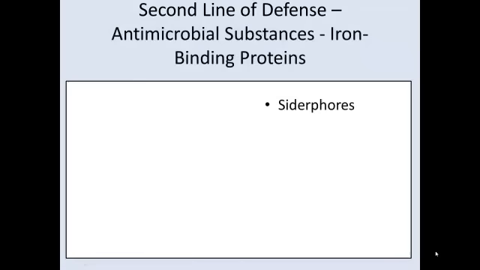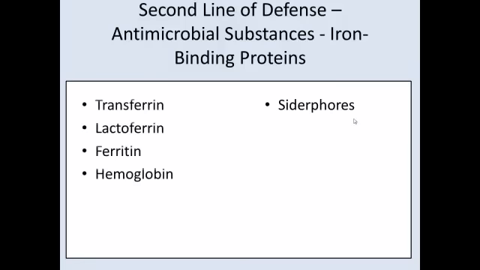Now let's talk about antimicrobial substances, those iron-binding proteins that carry iron from place to place. Now you remember from the previous chapters, siderophores are proteins that pathogens make to bind iron? Well, we make iron binding proteins, and there's kind of a tug of war between the pathogen and us. But I do want you to know our iron binding proteins. Transferrin is a protein that carries iron around the blood.